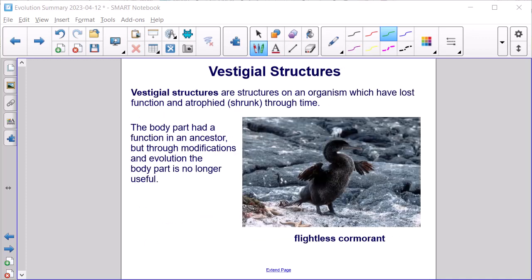Vestigial structures. Vestigial structures are structures on an organism which have lost function and atrophied or shrunk through time. The body part had a function in an ancestor, but through modifications and evolution, the body part is no longer useful. So you can see in this flightless cormorant, the wings have shrunk down because they don't have the same use or they don't have the same need for them as an ancestor did.